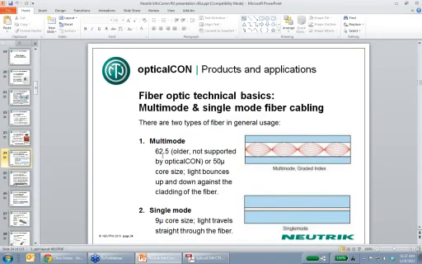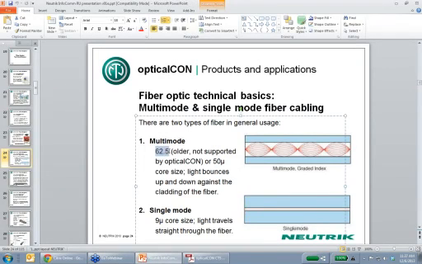There are two current standards. One is 62.5 micron. Micron is this unit of measure. 62.5 micron is an older standard. It's disappearing. When we came out with opticalCON in around 2007, we decided not to support it because one advantage of Neutrik is that we're so big that we actually help propagate standards. When there are standards, we can help reinforce those standards. So we said, well, 62.5 is on the way out.